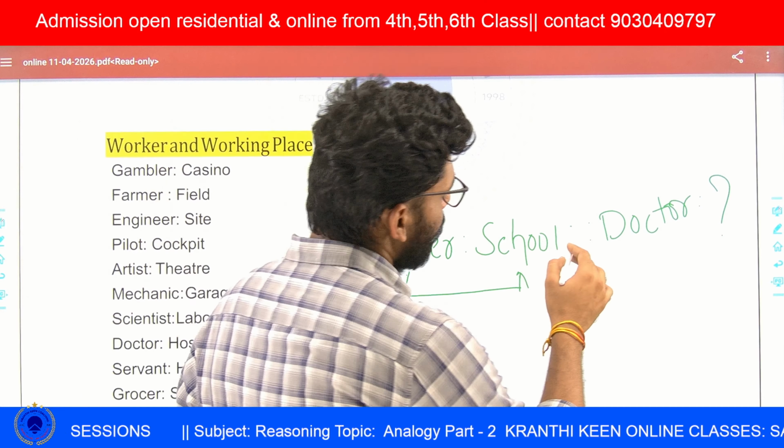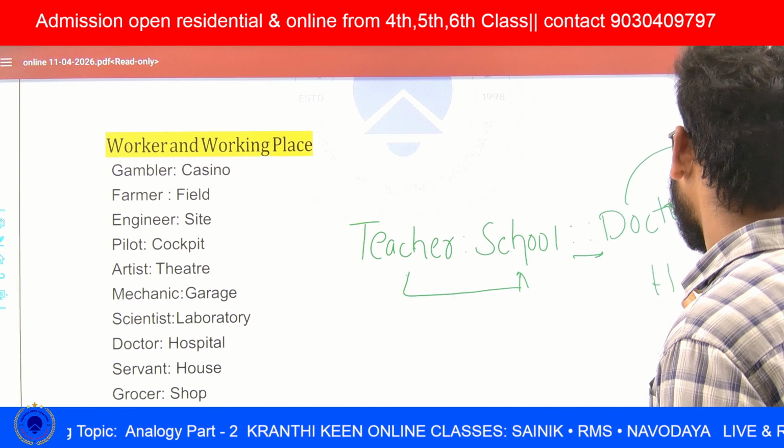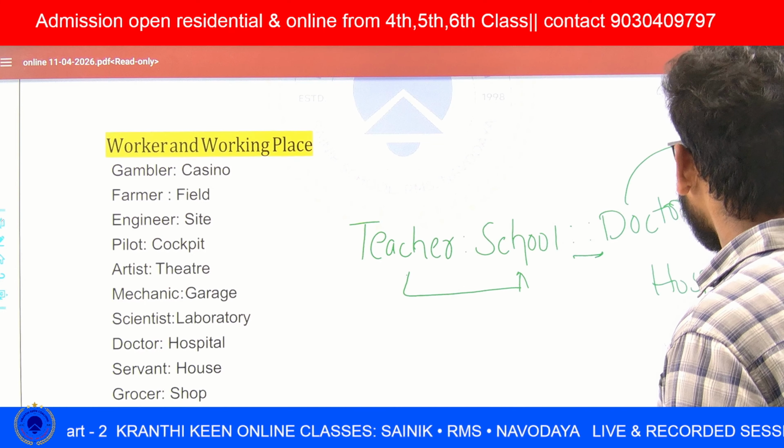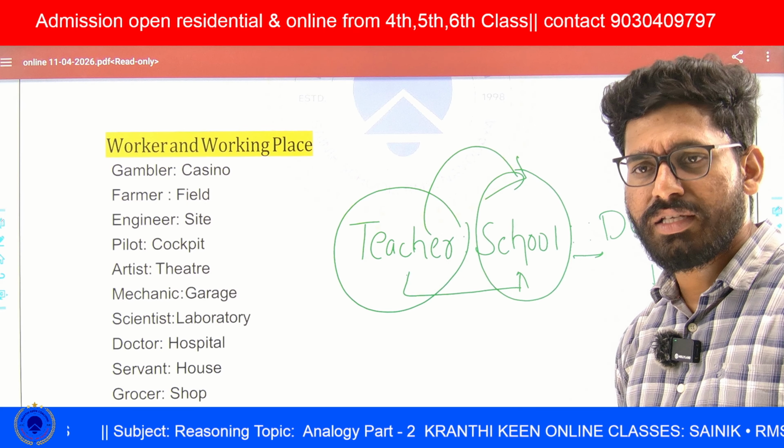what we have to find is where the doctor will work. It is completely based upon knowledge, right? If you don't know the basics of where the doctor works, then it is impossible to solve the question, isn't it? So this is how they ask the question, and the doctor works in a hospital. So by this, what you are going to learn is the worker and the working place. So we are learning the relation between worker and working place, isn't it?